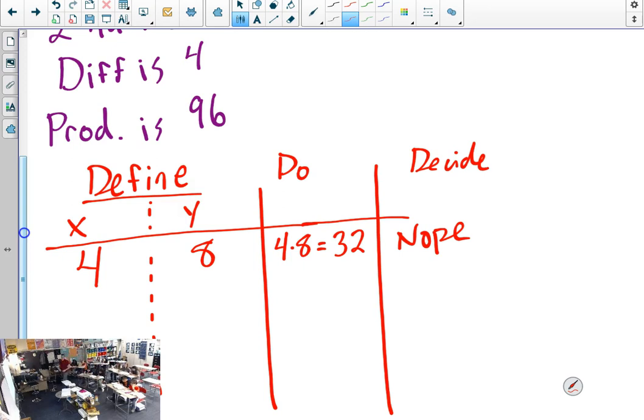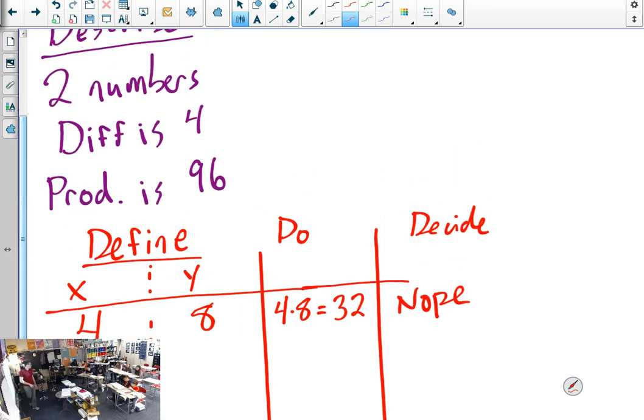So if we're following the 5D process, you've got some freedom for how you set this up. In the do, you're getting the values that you're working with. So the define and the do column are always going to be dependent on the problem you're working with. Right now, in our define, we know there's two numbers. We know their difference is 4, and we know their product is 96. What we don't know is what the numbers are, and if the numbers that we choose will actually do what we want them to do.